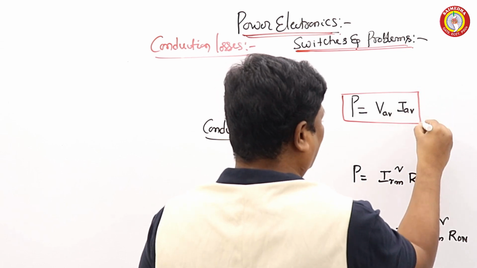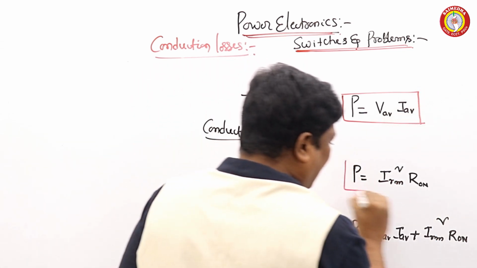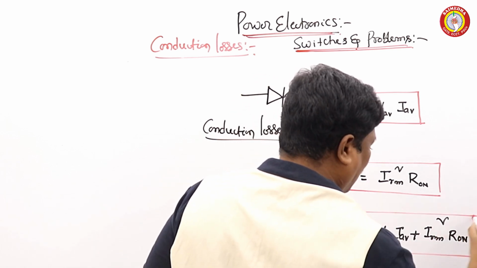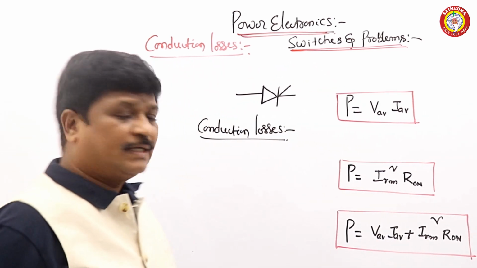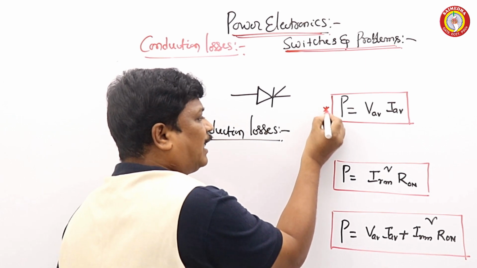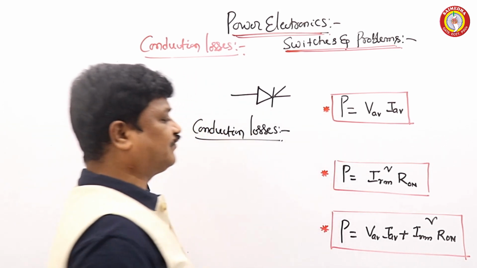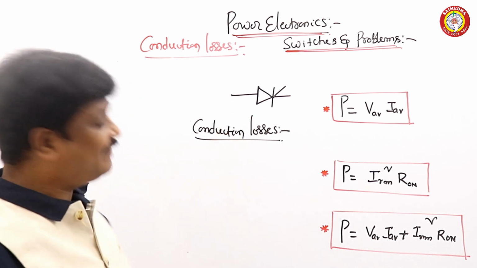One formula is this one. Another formula is this one. One more formula is this one. So when we have to use this formula, at what instant do we have to use this formula? This is very important.